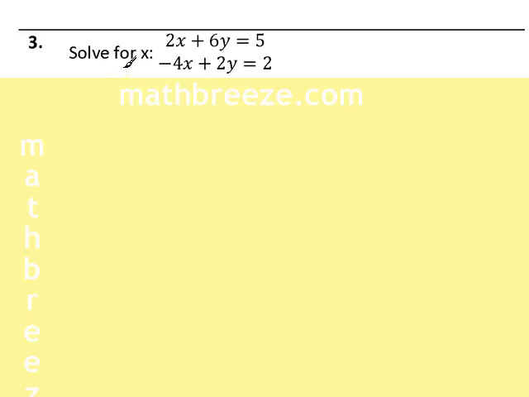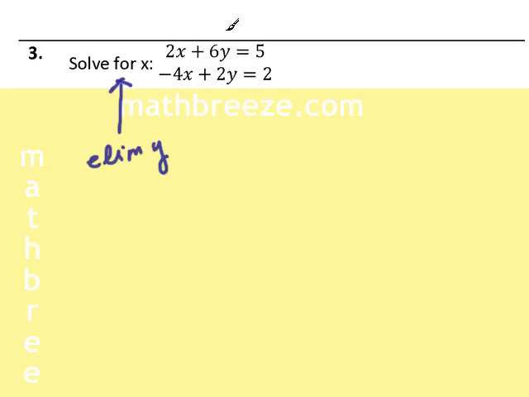In number 3, we're asked to solve for x, so we want to eliminate y. Let's look at the y column right here. If we add the equations together, we don't have the same coefficient with opposite signs, so we don't have a canceling situation. We would like to have a 6 here and a -6 here. So let's multiply both sides of this equation by -3 so that we will get that coefficient of -6 in front of the y. So multiply both sides by -3.